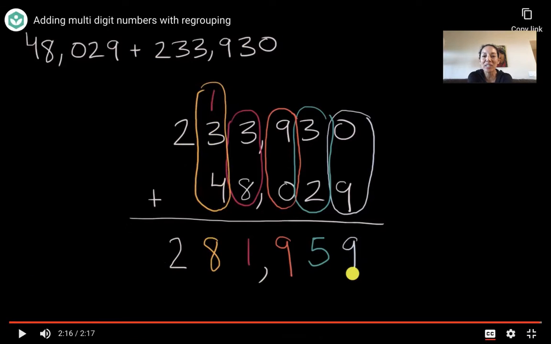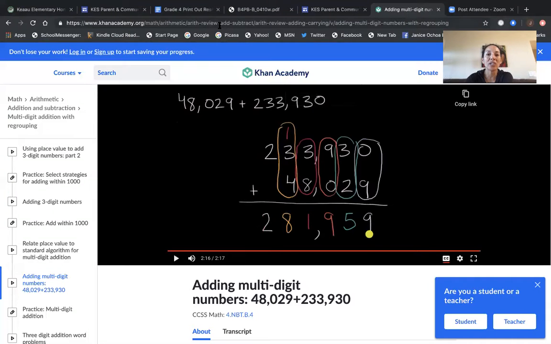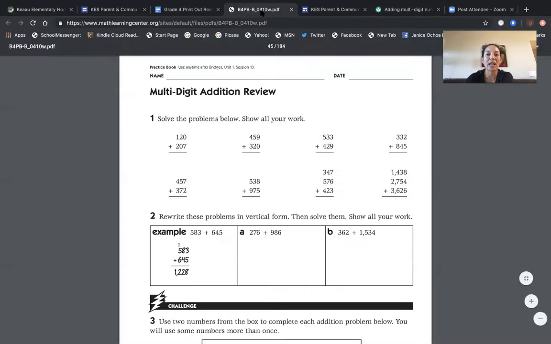All right, so that was just a review of how to add multi-digit numbers with regrouping. Remember, you can pause this video at any time, and you can rewind it in case you missed something and want to hear it again. I'm going to get out of this space here. And we are going to take a look at our multi-digit math page 1.